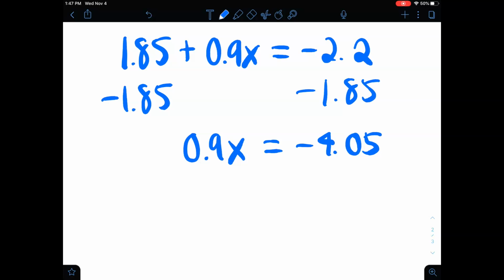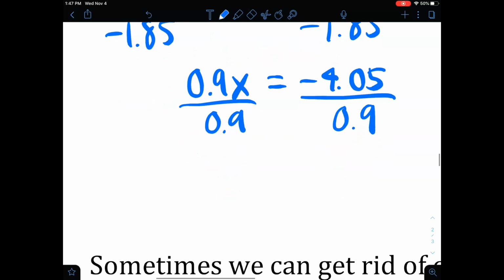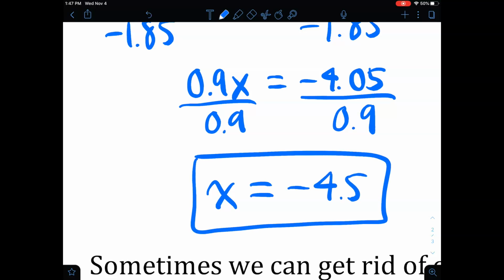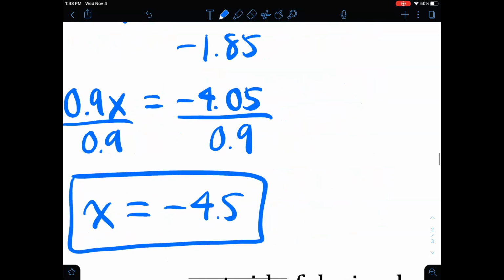Last step to solve for x, instead of multiplying by 0.9, we're going to divide by 0.9. So x is going to be, and this is going to be an exact answer, we're going to put equal to and not approximately, negative 4.5. If it comes out to a nice decimal that doesn't go on forever, or doesn't go to the end of your calculator, it's probably an exact answer.